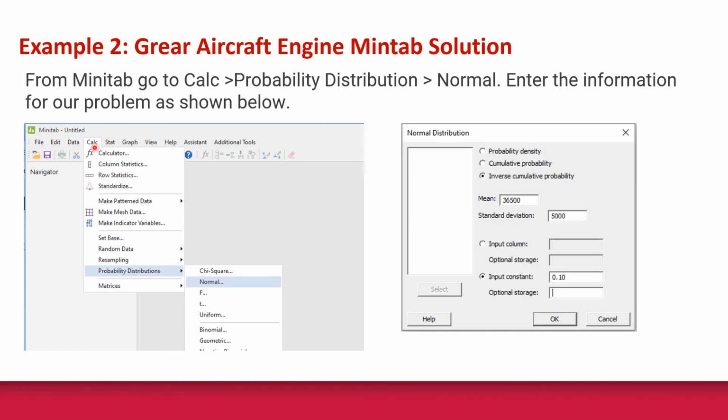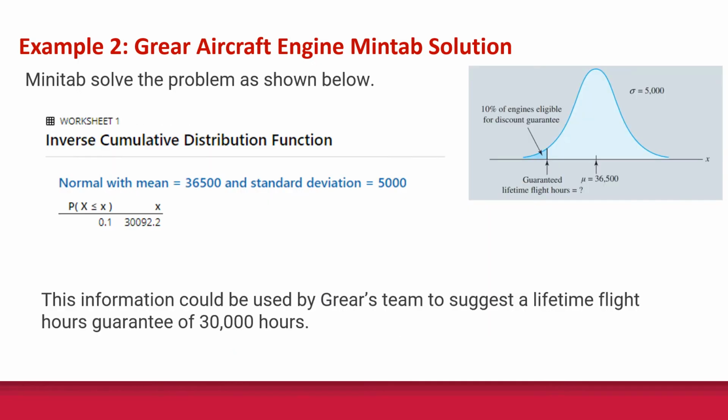In this case, let's go to Calc, Probability Distributions, and select Normal, and you should get this window pop up. In this case, we want to select Inverse Cumulative Probability. We type in our mean, type in our standard deviation, type in our input constant, 0.1. So this is our 10%. We then click OK. So Minitab will solve this problem. It'll produce the X value that gives you 10%. That's why it's an inverse cumulative probability.